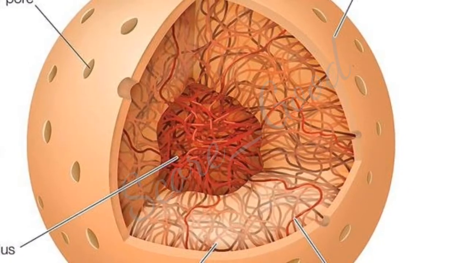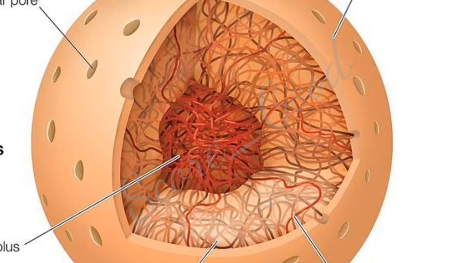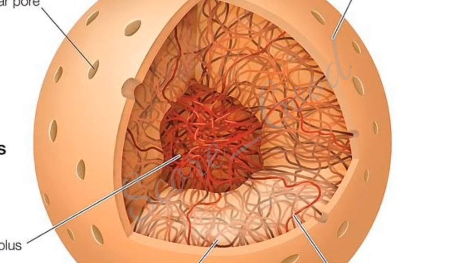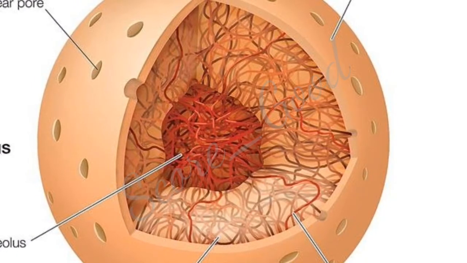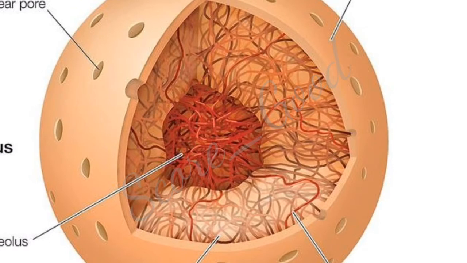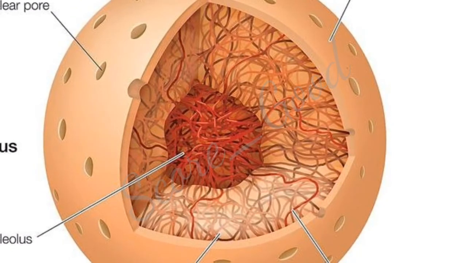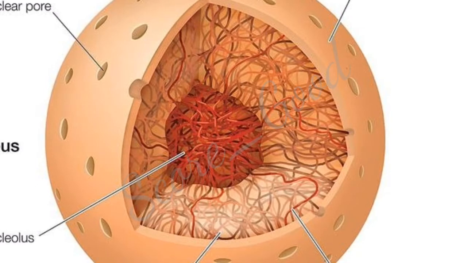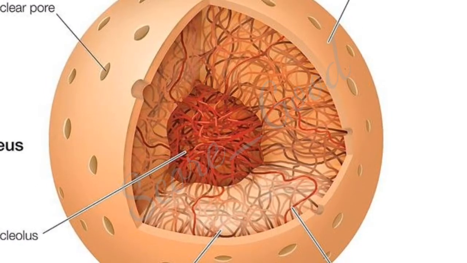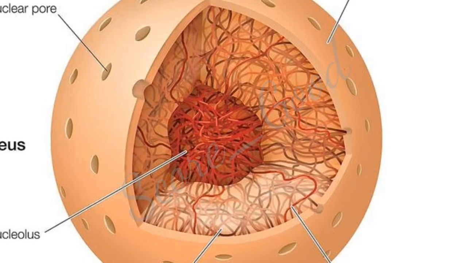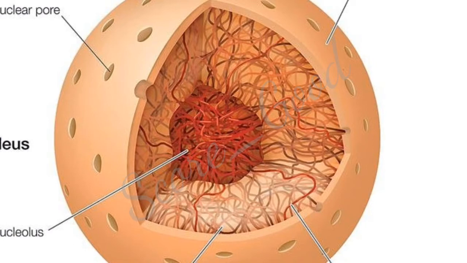The nucleus is present in all living cells, including plant cells, except in matured mammalian RBCs. This is because RBCs need more space to carry oxygen to the cells. So that is why the nucleus is absent in matured mammalian RBCs, whereas the nucleus is present in the premature stage of RBCs.